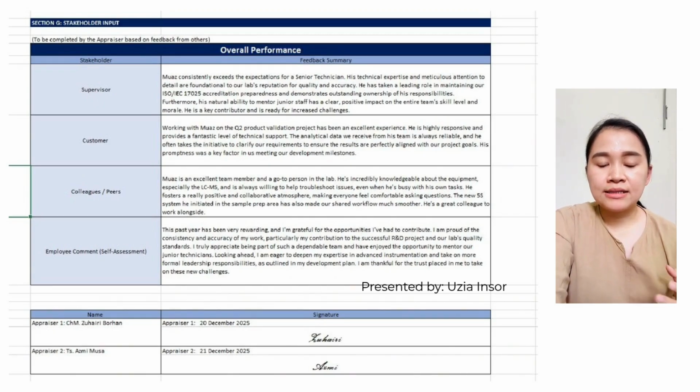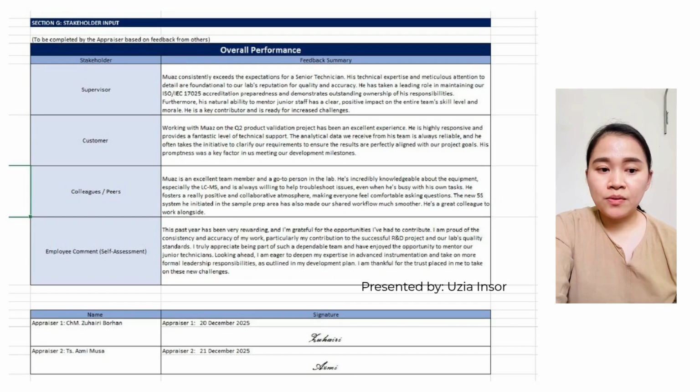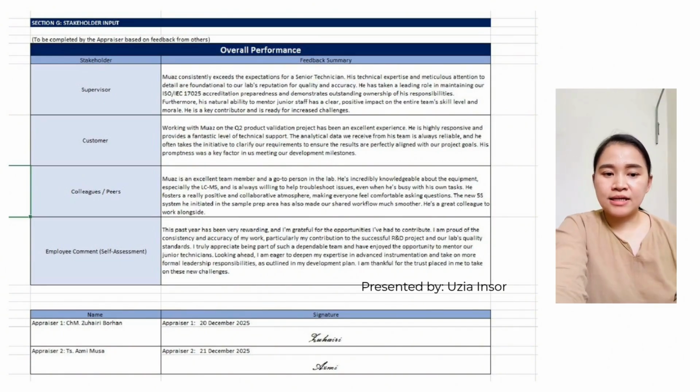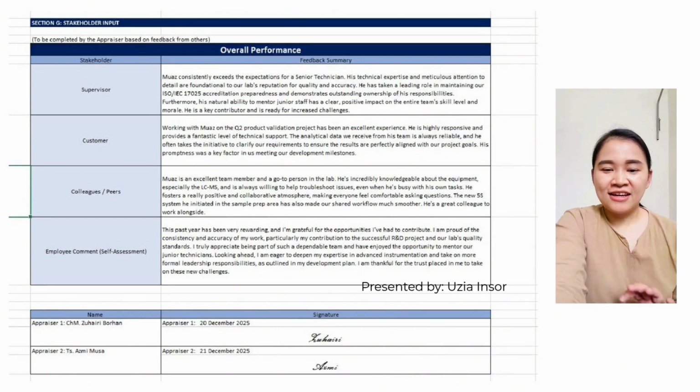In the self-assessment, the employee showed pride in their work and a strong desire to keep improving. In summary, the employee has not only met but gone beyond expectation, showing great skill in their job and working well with others. Thank you.